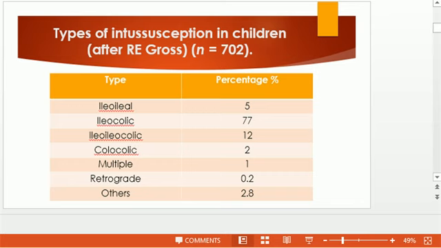Here you can see the types of intussusception in children. Depending upon the extent and the site of invagination, the commonest is ileocolic, which is 77%. Then 12% cases are ileo-ileocolic. After that, you can see ileo-ileal intussusception, which makes about 5% of the cases. Colocolic is about 2%. Multiple sites, 1% of cases. Retrograde, as I told you, about 0.2%, and others about 2.8%. So anatomically, the commonest type of intussusception in children is ileocolic.